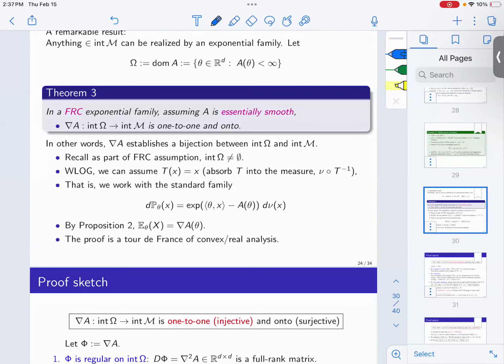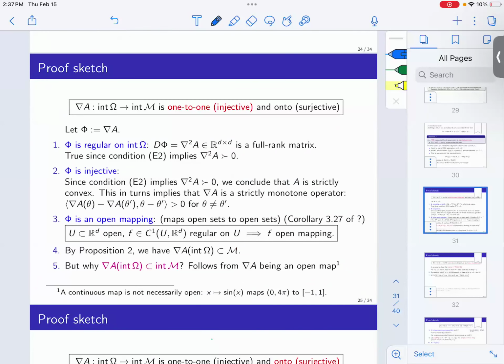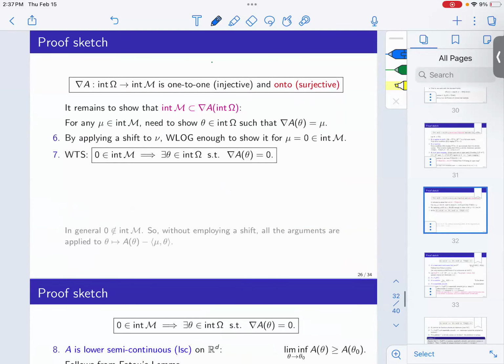Then under these assumptions, the gradient of A is a one-to-one and onto mapping from the interior of omega to the interior of the set of realizable means. So anything that can be achieved by a density can be achieved by an exponential family. The proof of the one-to-one aspect is related to the covariance being the Hessian. So this part is sort of easy. The tricky part is that this is onto.